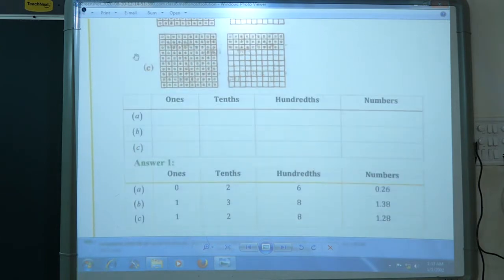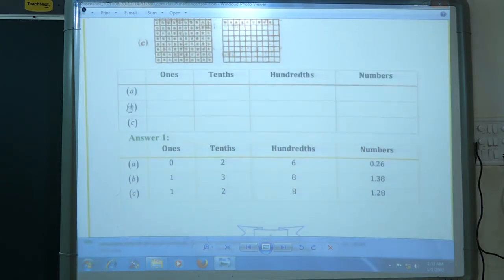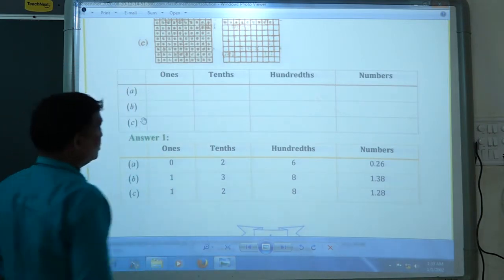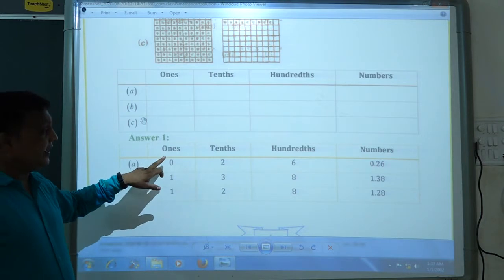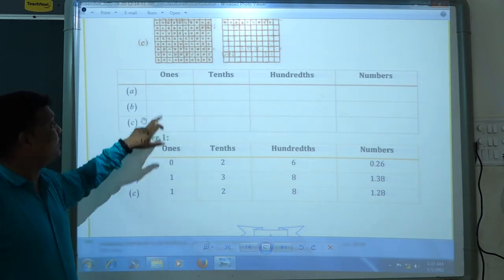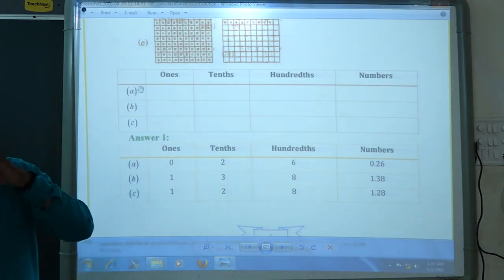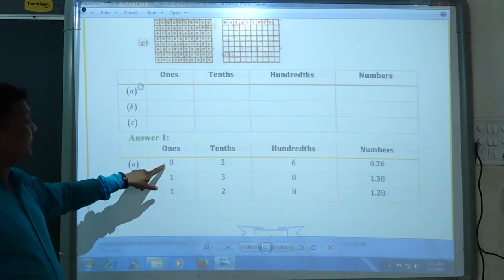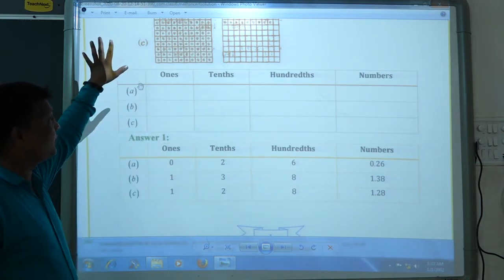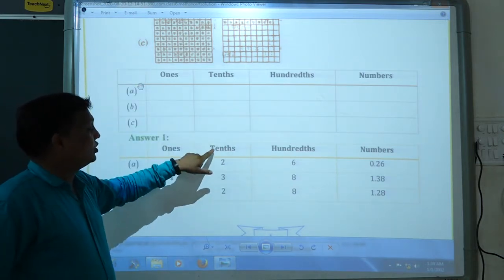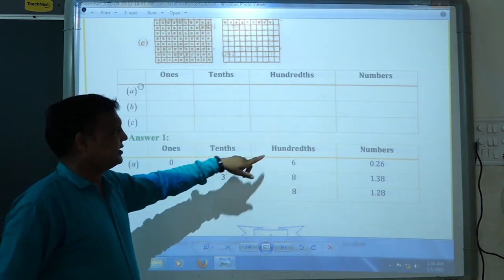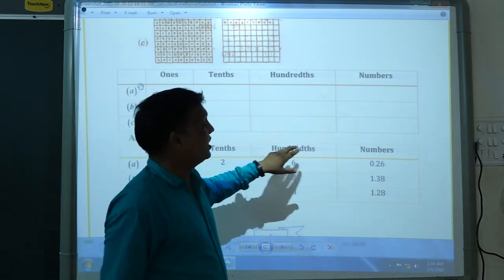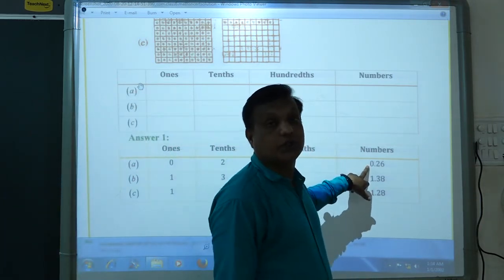Now below, here is a table. In the first question, if you see, there is no 100. In this way, there are 0 ones, there are no ones, that column, the full box is not completed. There are 2 tens, 2 lines are there, and 6 small dots, and the number will become 0.26.